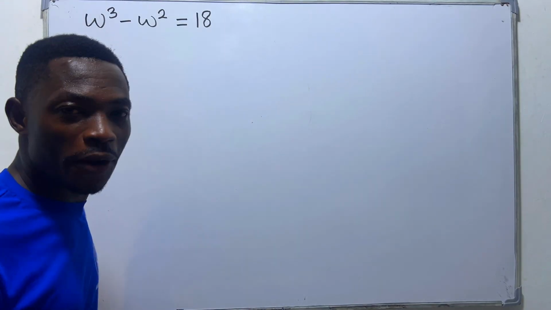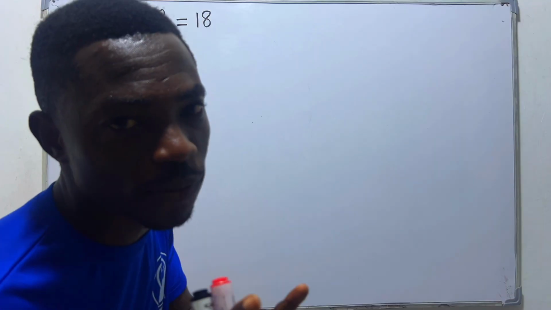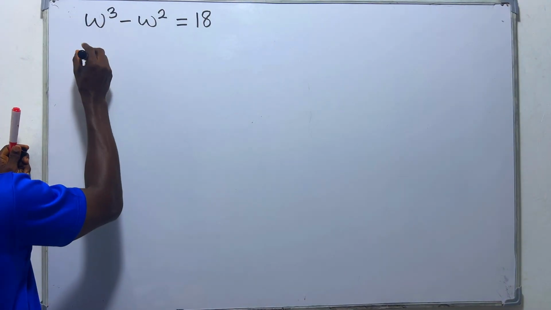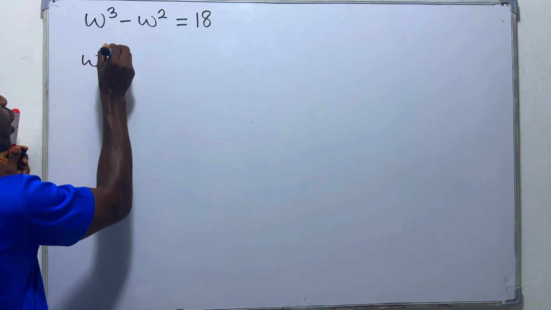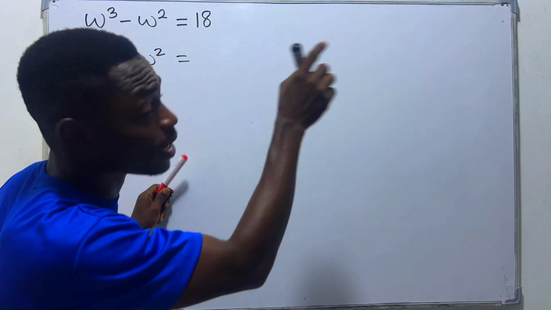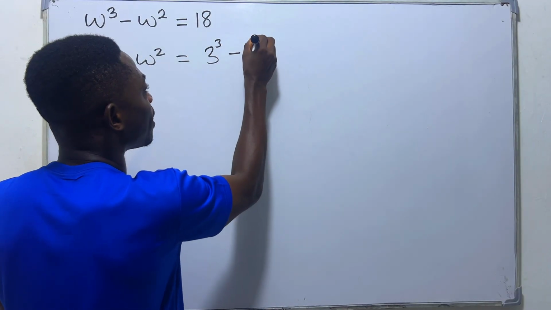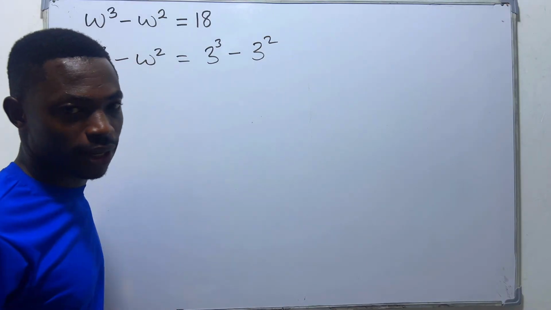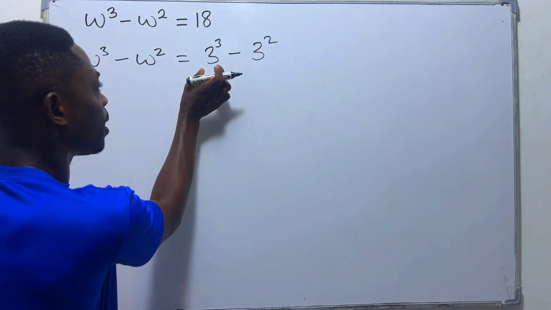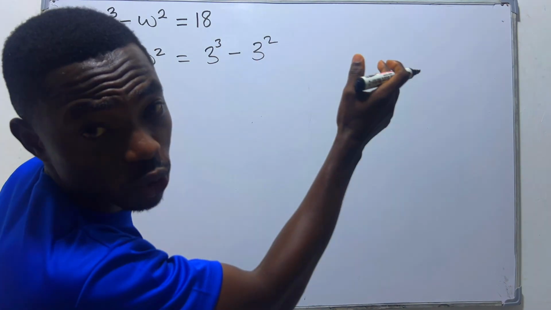All right, so for the second method, it looks like it's almost similar to the first one. However, we are going to do a lot of algebra. So what I will do is keep the whole of this. This is w cubed minus w squared is equal to, just as we said, 18 could be written as 3 cubed, then minus 3 squared. And now I would like to equate everything to 0 by subtracting 3 to the power 3 and then adding 3 to the power 2 on both sides.